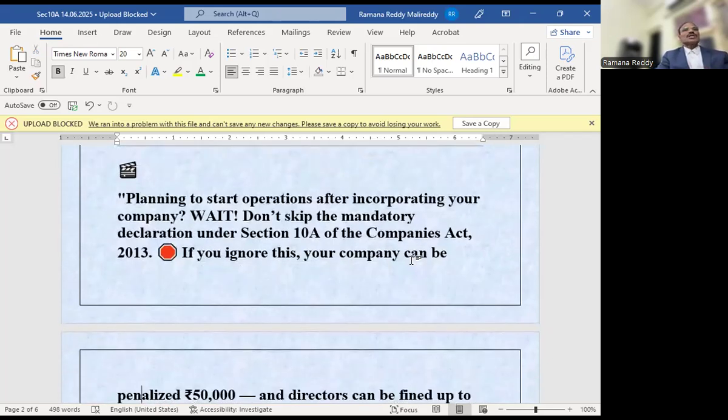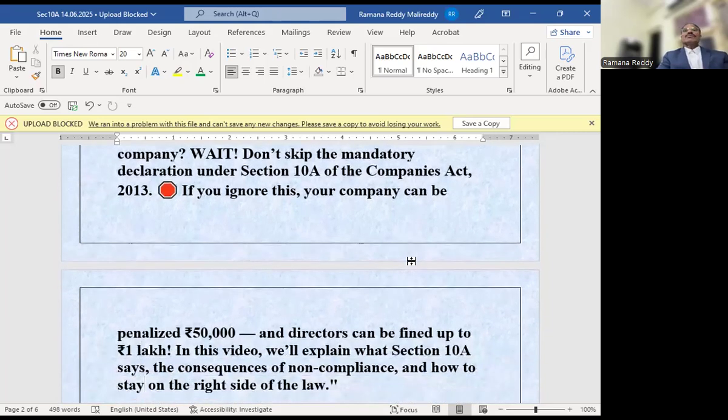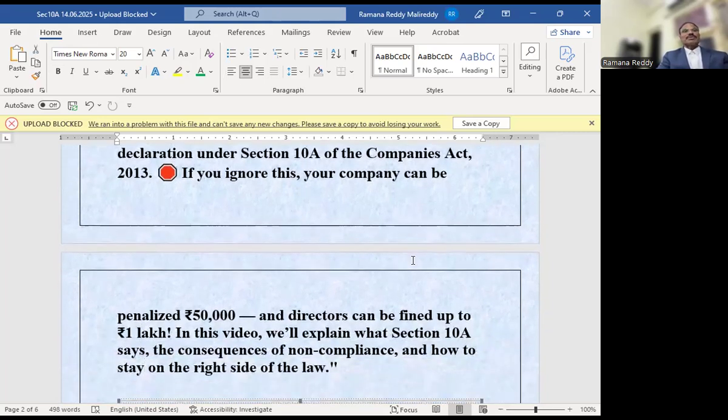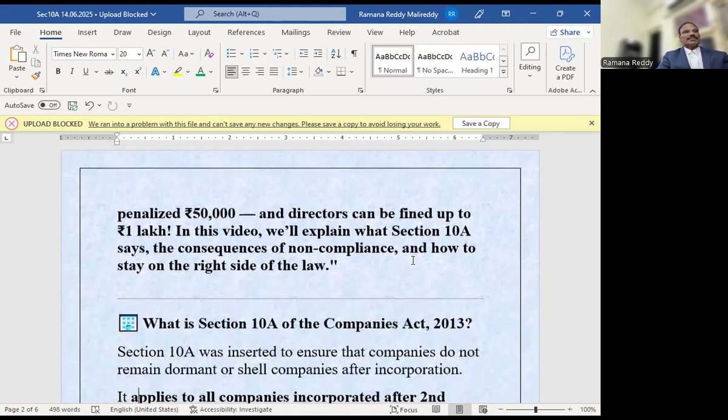So if you are planning to start operations after incorporating your company, just wait. Don't skip the mandatory declaration under Section 10A of the Companies Act 2013. This is a mandatory declaration. If you ignore this, then your company can be penalized 50,000 rupees, and the directors can be fined up to 1 lakh rupees. In this video, we will explain what Section 10A says, what are the consequences of non-compliance, and how to stay on the right side of the law.